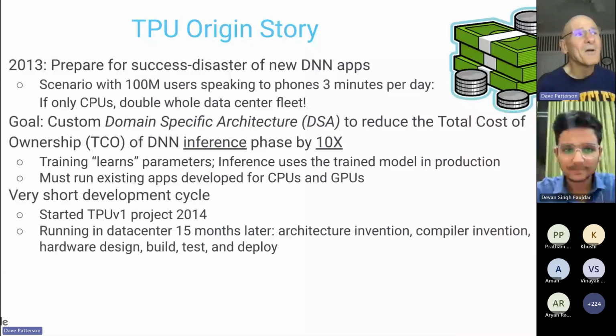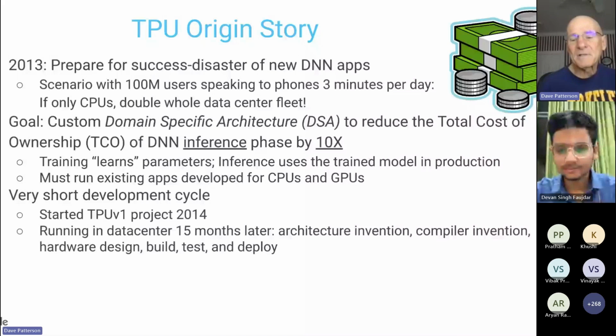So how did the TPUs get started? 10 years ago, Jeff Dean was an early believer in deep neural networks, and he calculated that if 100 million users started using their phones 3 minutes a day to use machine learning, Google would have to double their data centers, which would be very expensive and take a long time to do.